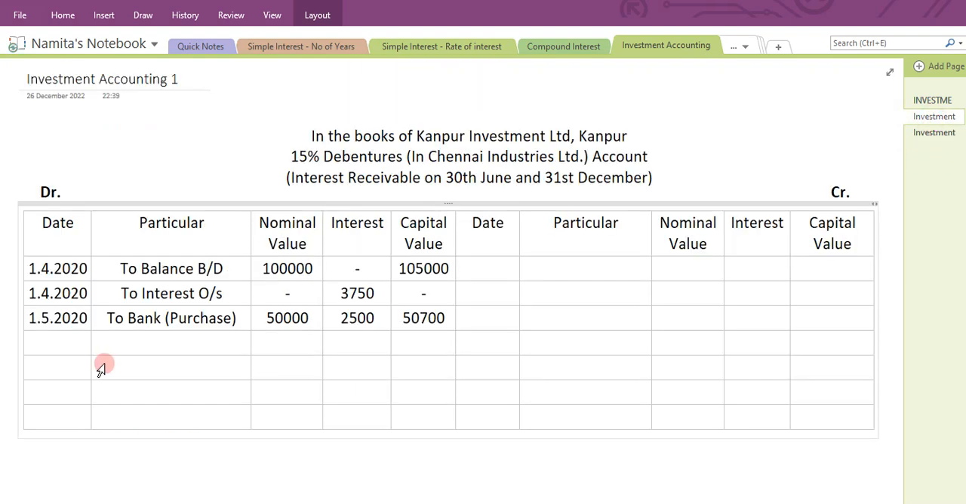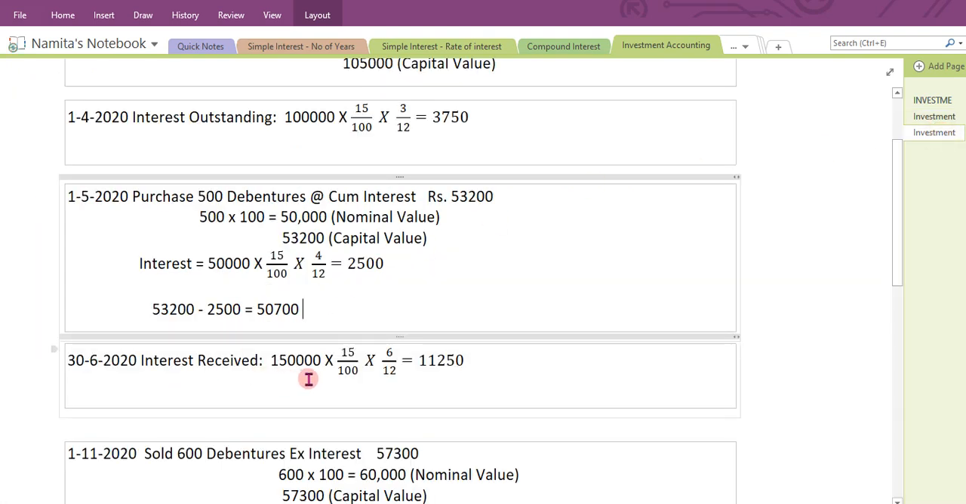Now see here, till date how much investment have we made. Already on 1st May we have 1 lakh debentures. Then again on 1st May we have purchased 50,000 debentures. So in total how many debentures are we having? We are having 1,50,000 debentures. So on these 1,50,000 debentures we are going to receive the interest, right? So here 1,50,000 multiply by 15 divided by 100 multiply by 6 divided by 12.